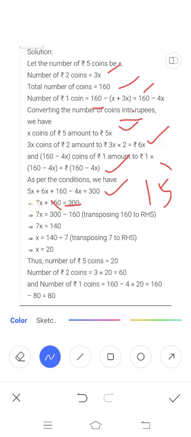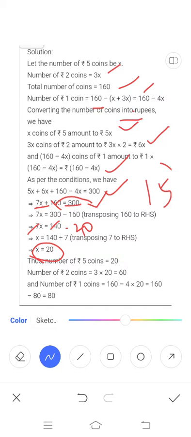So now 5x plus 6x is 11x, 11x minus 4x is 7x, 7x plus 160 is equal to 300. The plus 160 transposed becomes minus 160, 300 minus 160 is 140, and 7 into 140, when you cancel, you will get 20. So the value of x is 20.